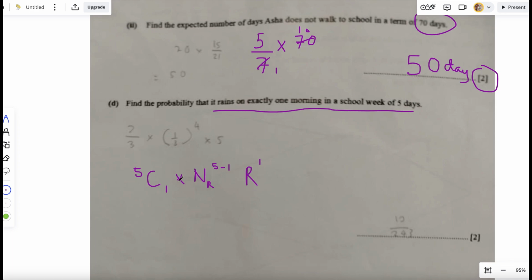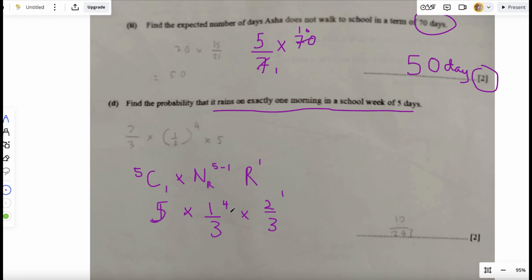Okay? I'll show you ordinarily. So 5 combination 1 is 5. If you do combination notation, 5 combination 1 is 5. So we have 5 times what's the probability of no rain? Probability of no rain is 1/3, right? You know, when rain is 2/3, no rain is 1/3 raised to power 4. Because you say it rains 1 day, right? So it doesn't rain 4 days. So you raise it to power 4, times the probability of rain, which is 2/3. You say it rains only 1 day in a week, so raised to power 1.